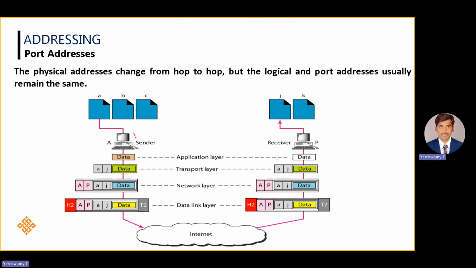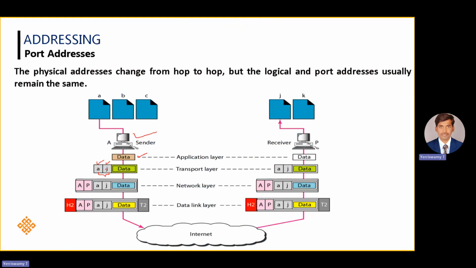This is what we call the application layer, where you are sending the data. When it comes to the transport layer, these two addresses are added. As I already told you, in the transport layer, the port address is added. That is A and J. These are the two port addresses. One is for the client and the other is for the server, or one is the sender side port number, and the other one is the receiver side port number.